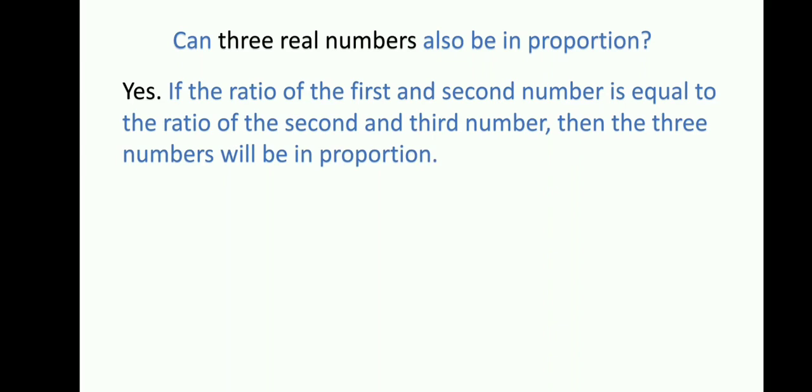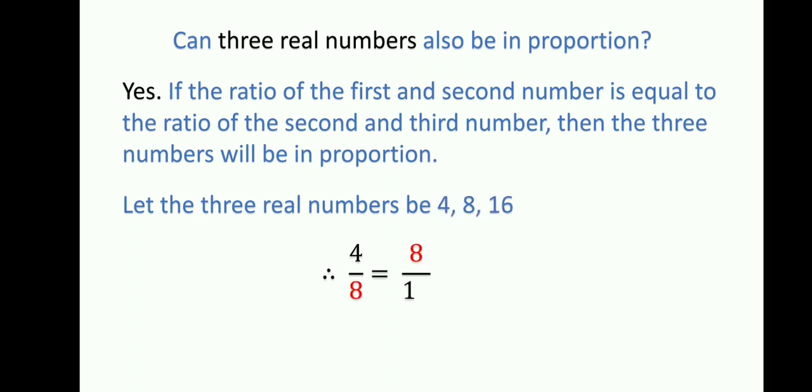Let's try to understand this. Let the three real numbers be 4, 8 and 16. You'll see 4 by 8 will also be equal to 8 by 16, because if you simplify this, 4 ones are 4, 4 twos are 8, and 8 ones are 8, and 8 twos are 16. You see they are equal. So what we see is the ratio of the first two numbers, that is 4 and 8, is equal to the ratio of the second and the third number, that is 8 is to 16.